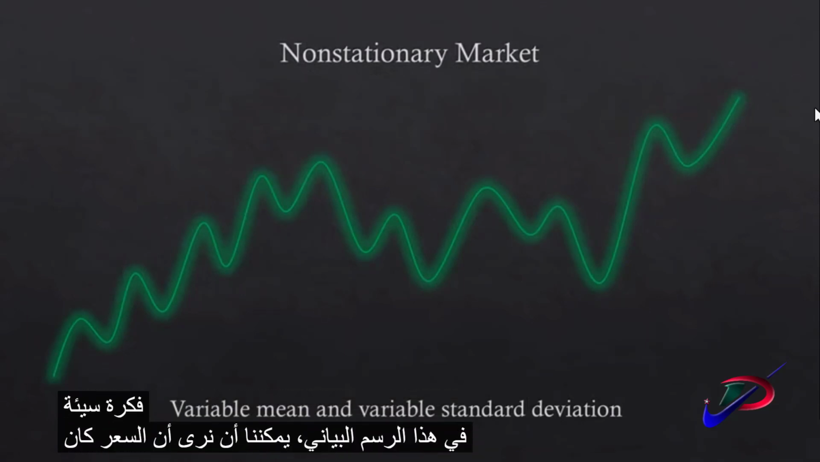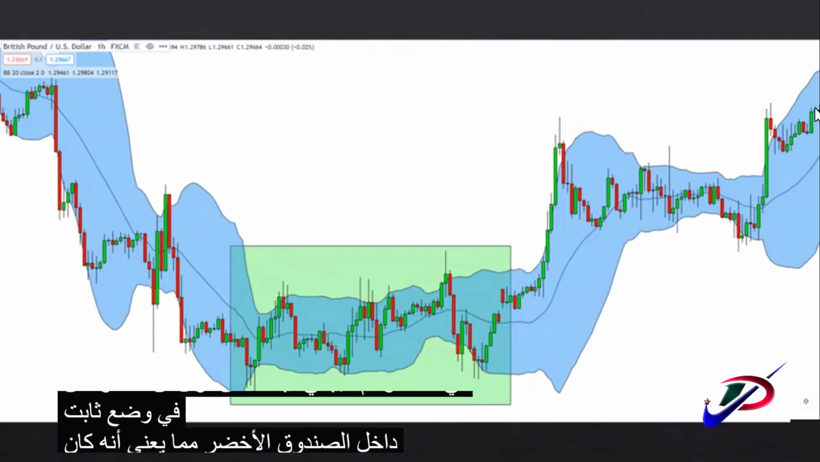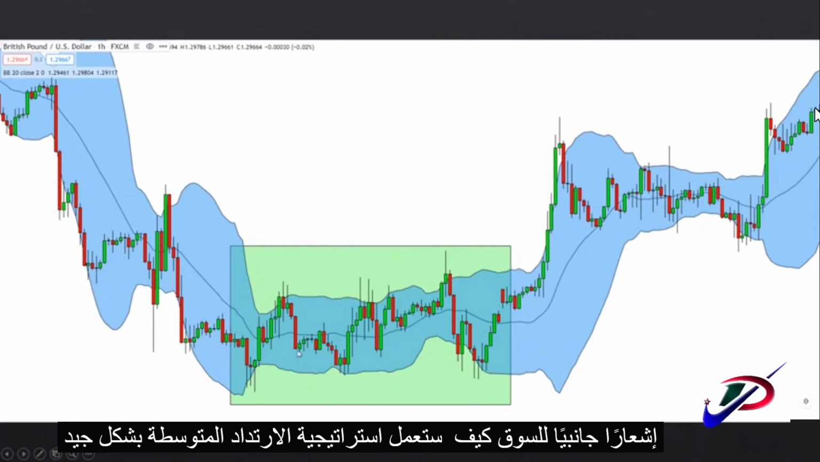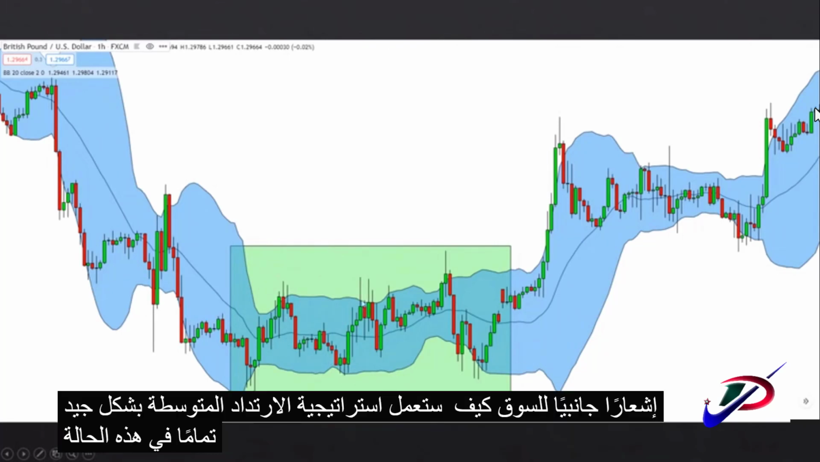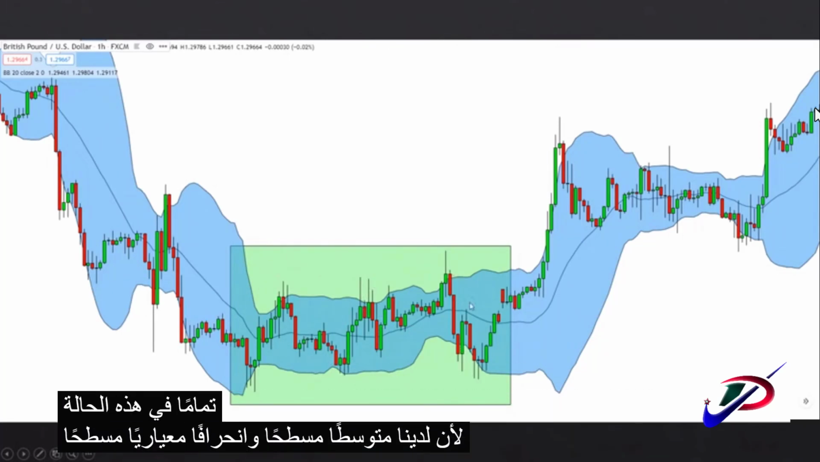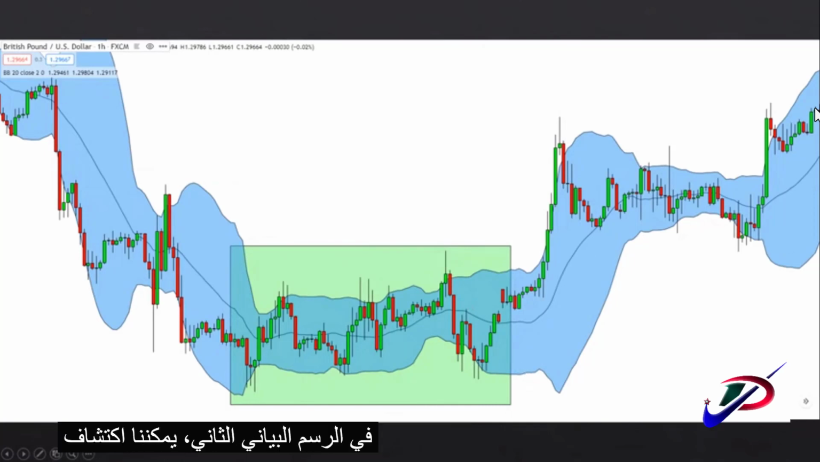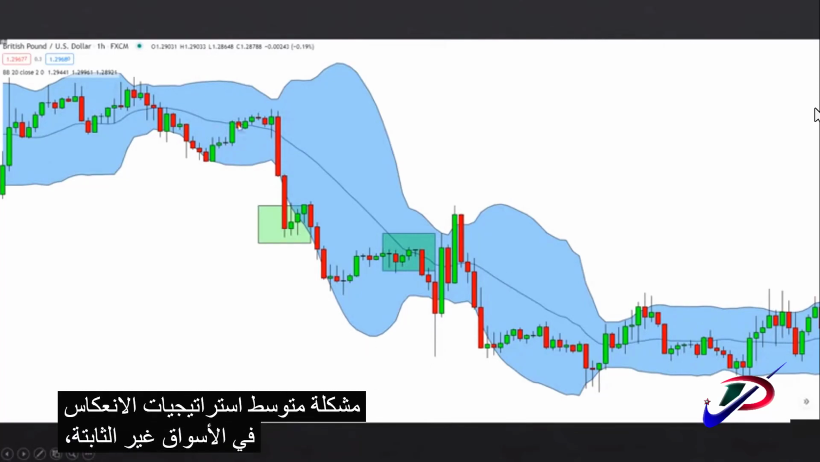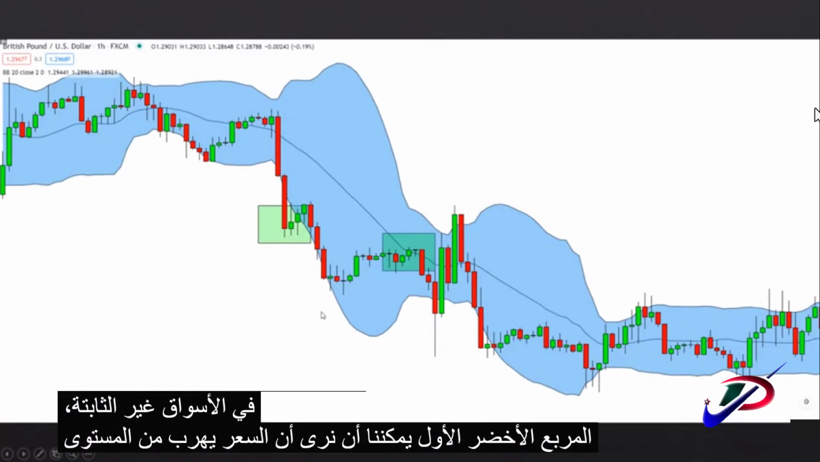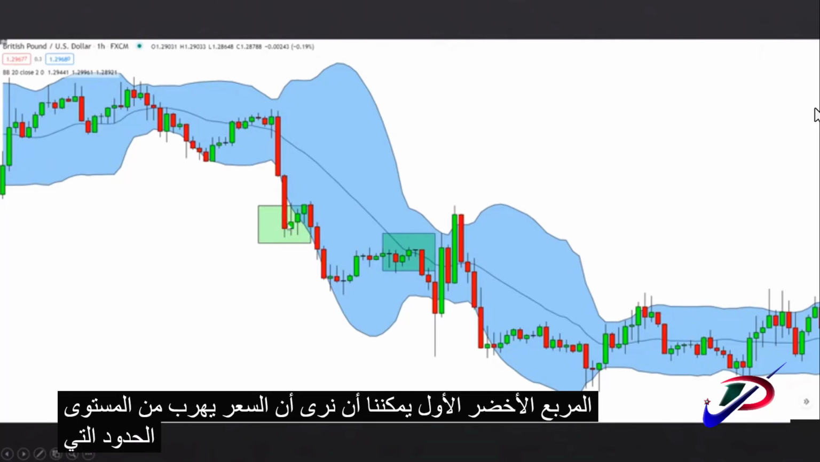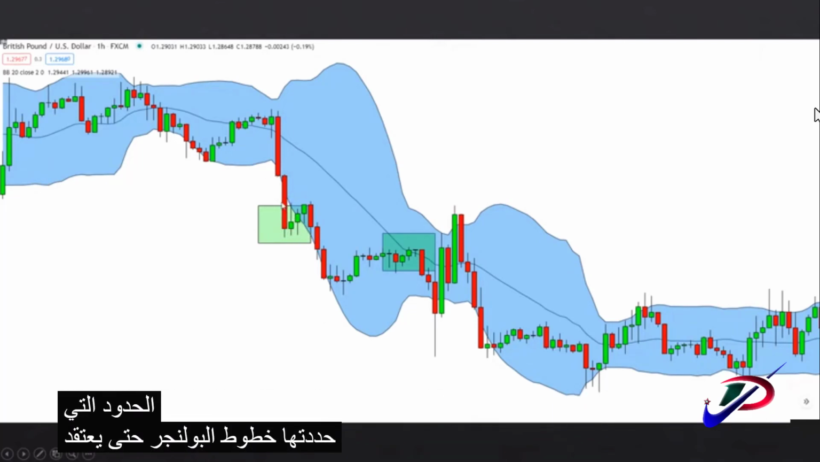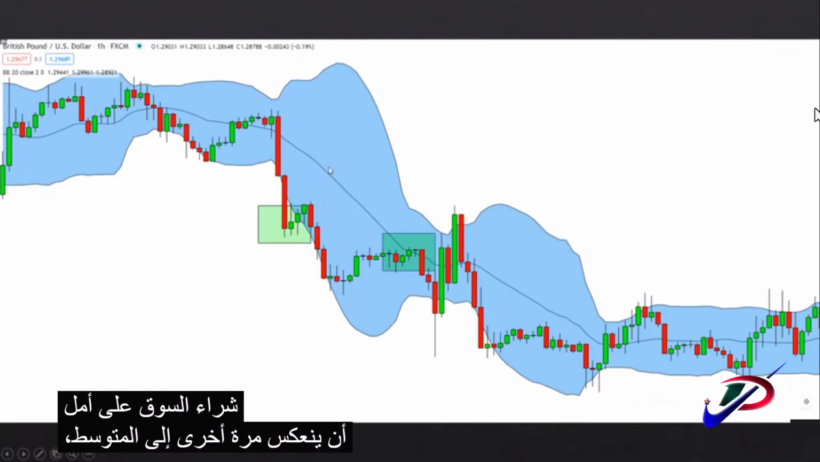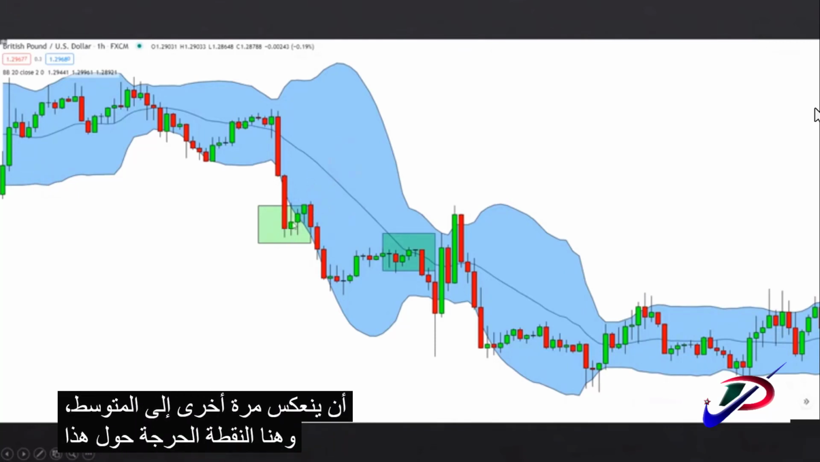In this chart, we can see that price was in stationary mode inside the green box, meaning that it was a sideways market. Notice how the mean reverting strategy will work perfectly well in this case because we have a flat mean and a flat standard deviation. In the second chart, we can spot the problem of mean reverting strategies in non-stationary markets. In the first green box, we can see that price escapes the boundaries outlined by the Bollinger bands, so the trader could think it would be a good idea to buy the market with the hope that it reverses back to the mean. Here's the critical point about this.